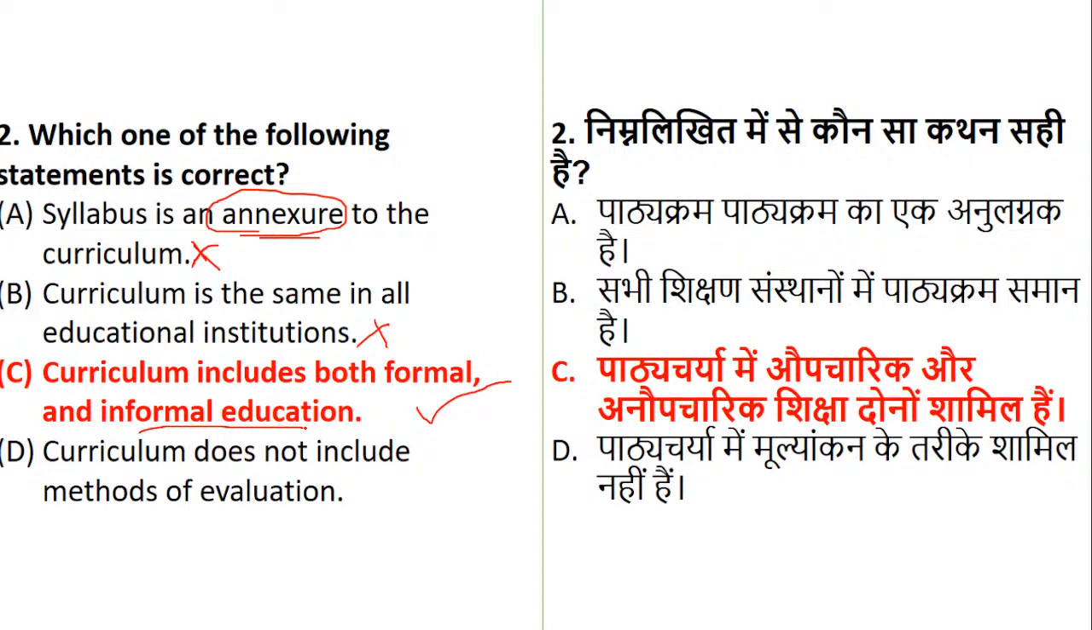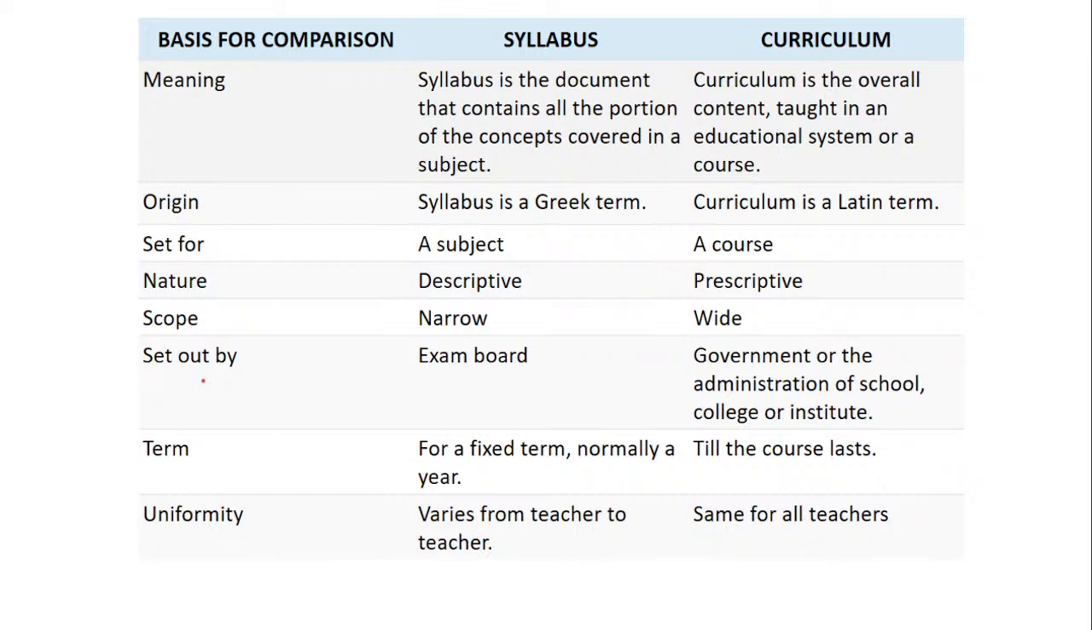Fine. And curriculum does not include methods of evaluation. Wrong. Curriculum includes methods of evaluation. Annexure means an additional document, Shakti. So syllabus is not an additional document. It has its own importance in curriculum. If you remember, I showed you yesterday also that syllabus is a document. It's not an additional document.